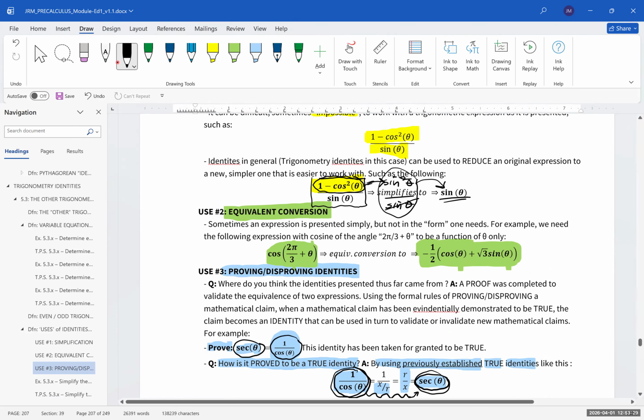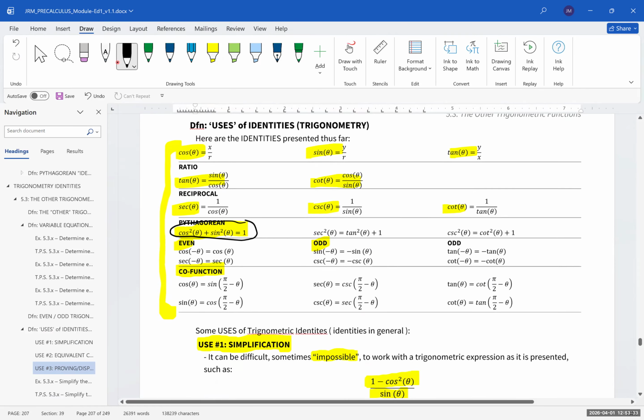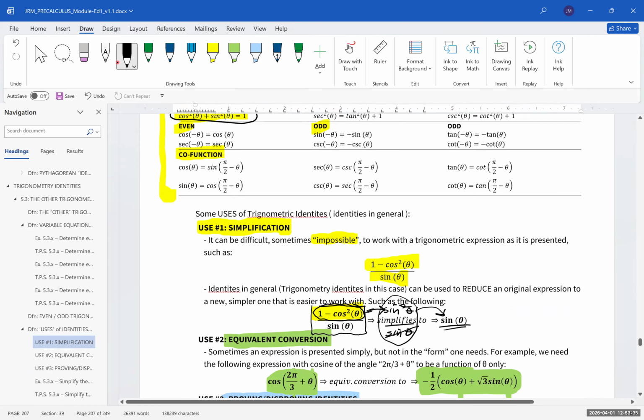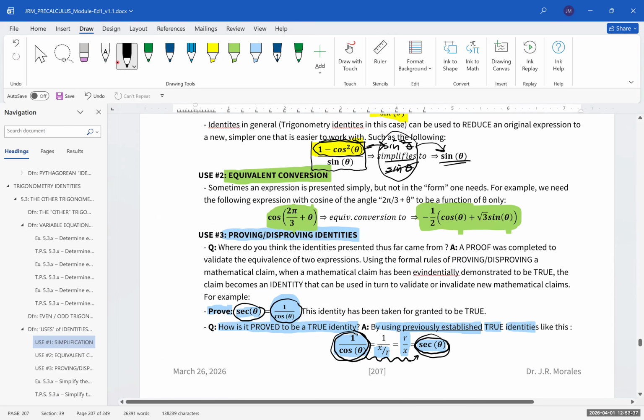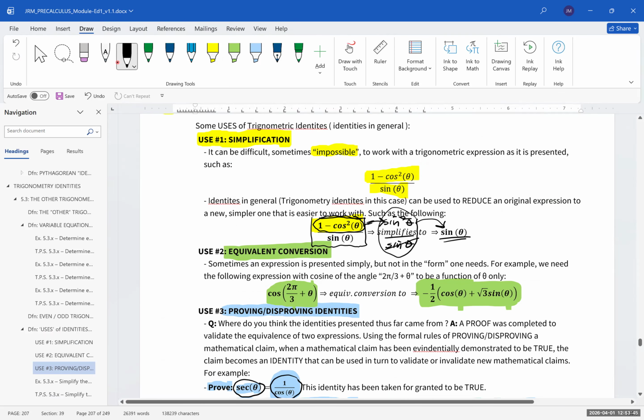So those are basically the three uses that we're going to be using these trig identities for. And next we'll have some examples where we see increasingly complex ones to figure out. But this is enough for now.